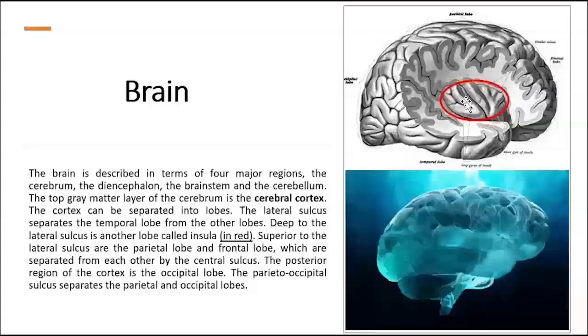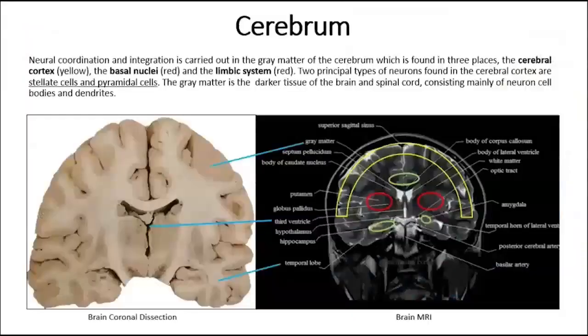We also said that the cerebral cortex is not flat like a table, but it has elevations and grooves. The elevations are going to be called gyri, and the grooves are going to be called sulci. All the coordination and integration of the different types of stimuli that we receive happens in the cerebrum. The cerebrum is divided in three main areas. Those are going to be the cerebral cortex, the basal nuclei, and the limbic system.